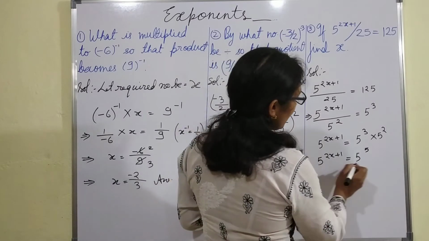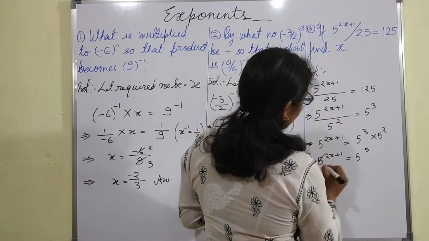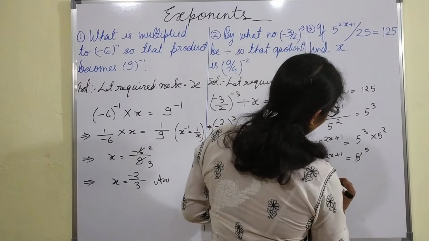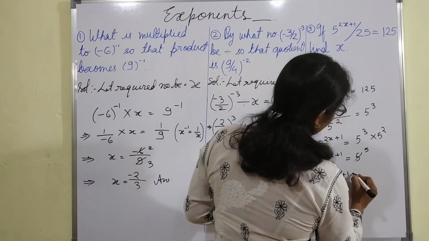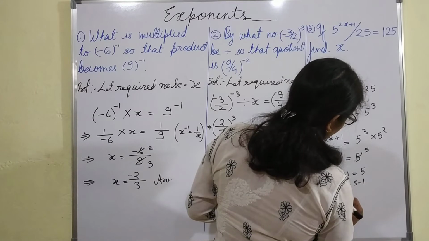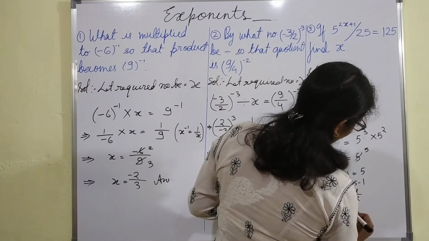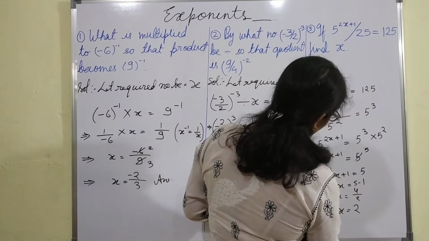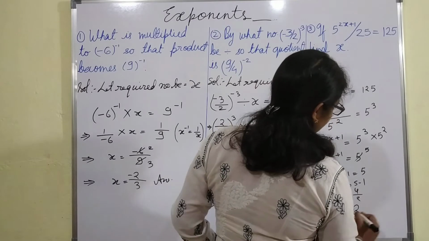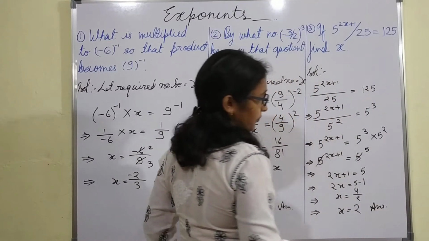Now on both the left side and right side, bases are equal. So they will be cancelled and their powers will be equal. 2x plus 1 equals 5, 2x equals 5 minus 1, so x equals 4 upon 2. So the value of x is 2. So our answer is 2.